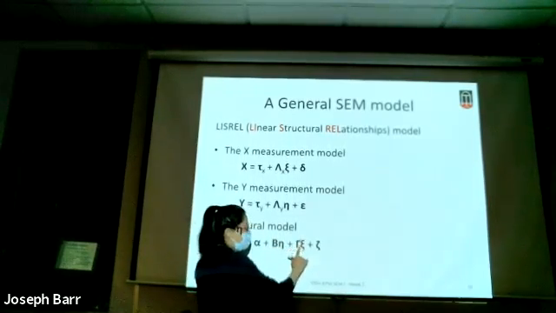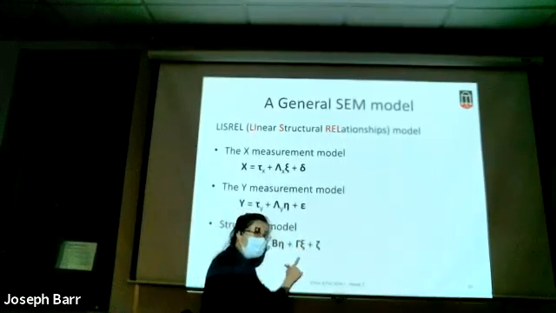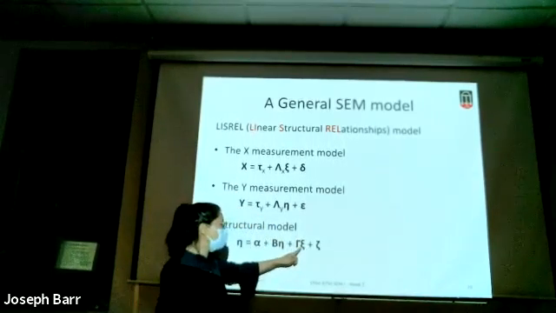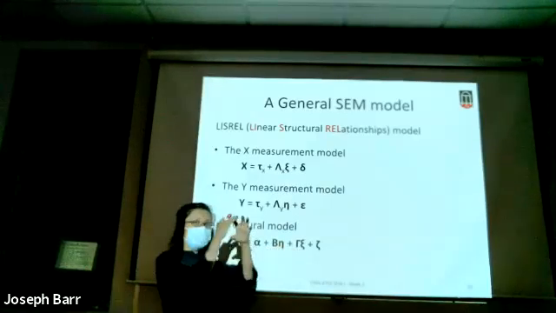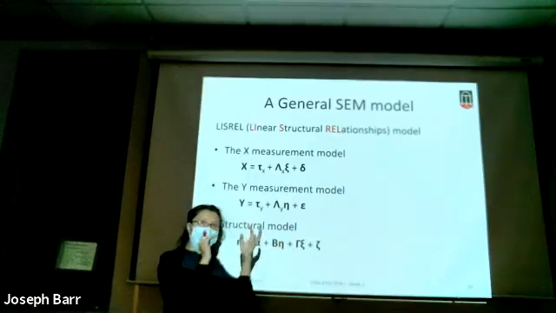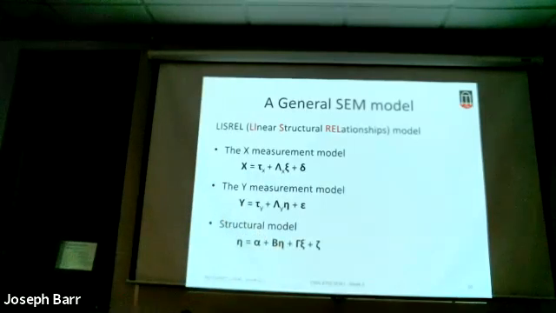This is another matrix, gamma. Gamma tells us the relationship between C and eta. From C to eta, what is the relationship? Okay, from which one to which one?